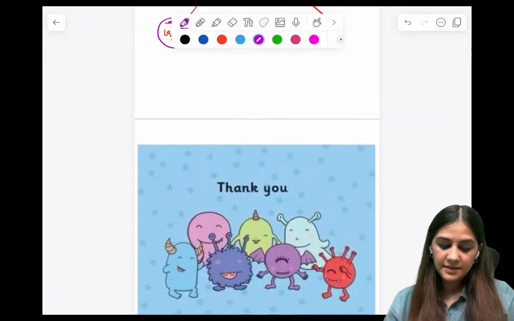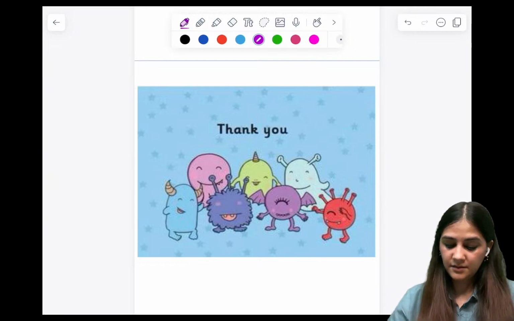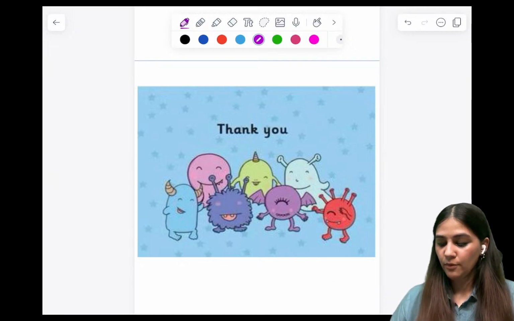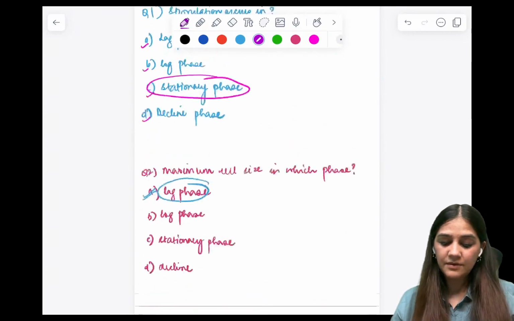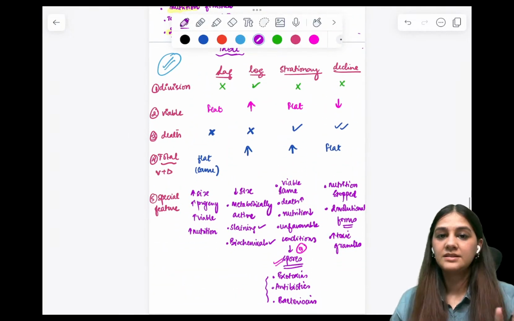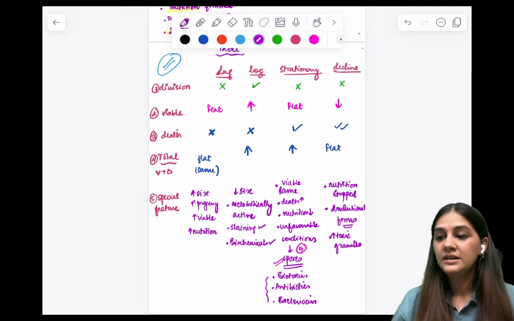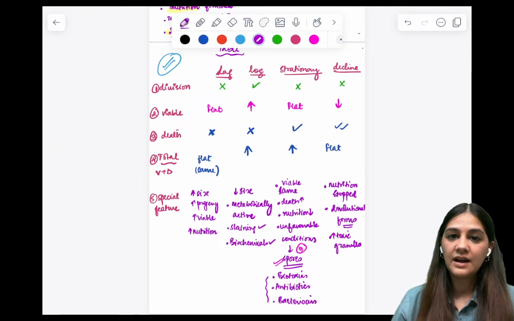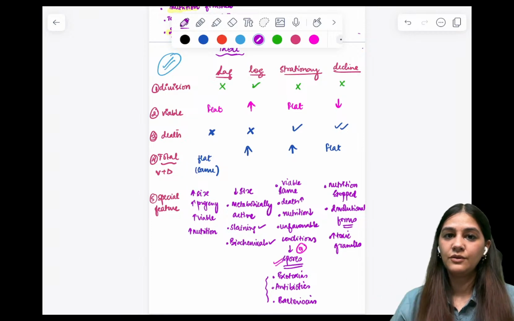So I think that sums up my topic for today. It was a very, very short topic, but just please remember this table. Just write it down somewhere. I want you to remember and memorize this table because if you're able to do that, then you will never have any wrong answers from this particular topic.